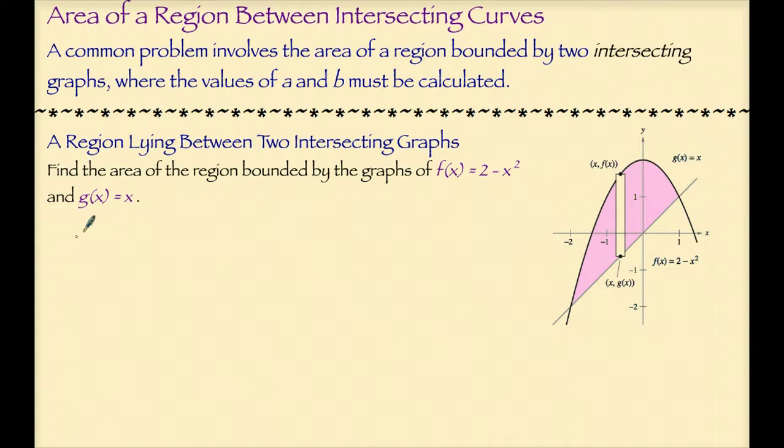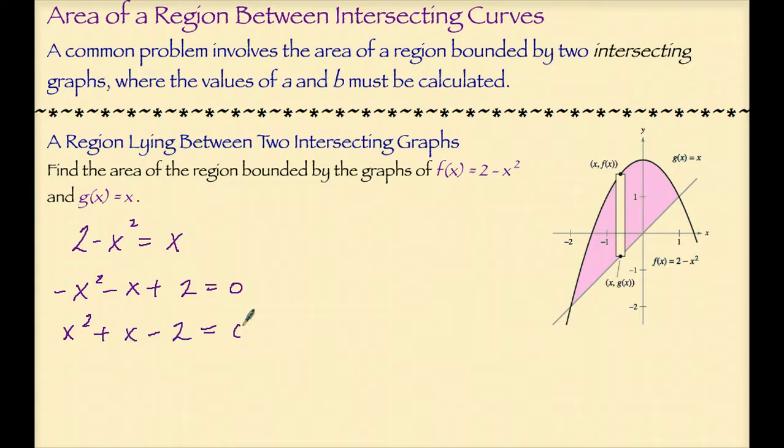We'll do that by setting the functions equal to each other. 2 minus x squared equals x. Since this is a quadratic, we'll move all the terms to the left side of the equation and set the right side equal to 0. This gives us negative x squared minus x plus 2 equals 0. Let's divide everything in the equation by negative 1. x squared plus x minus 2 equals 0.